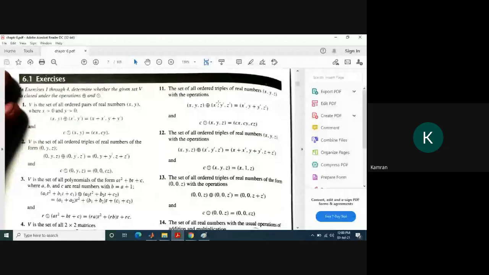Okay, question number 12. Question number 12 is that the set of all ordered triples of real numbers x, y, z with operations (x, y, z) plus (x prime, y prime, z prime) is equal to this. Look, this is defined in the usual manner, so there will be no issue to verify the properties with respect to plus. It will satisfy all these conditions.